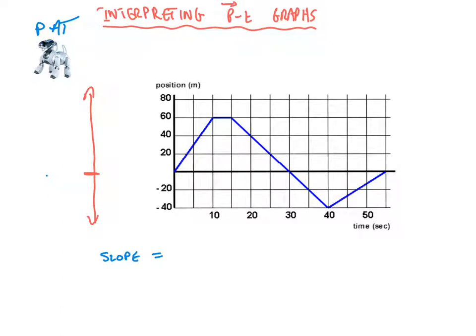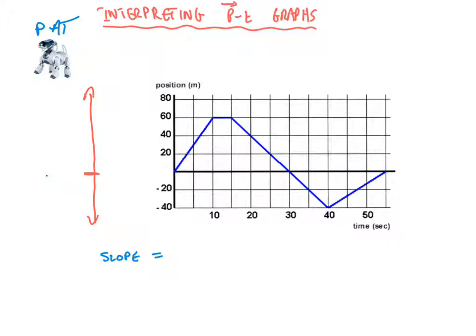Today's lesson is going to be on how to interpret PT, position time graphs. I guess we should firstly ask, what is a PT graph? Well, a position time graph is just a visual representation of motion, which is a very important concept in physics, a concept which is tied into kinematics.